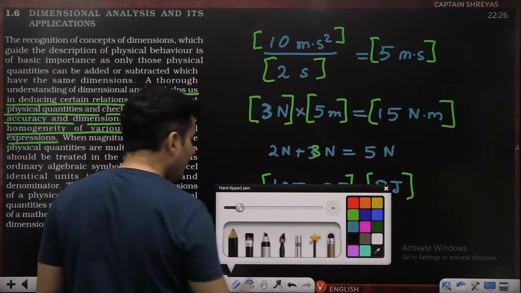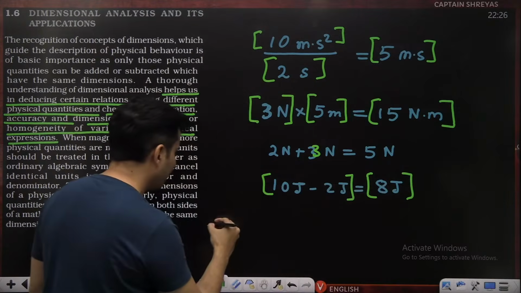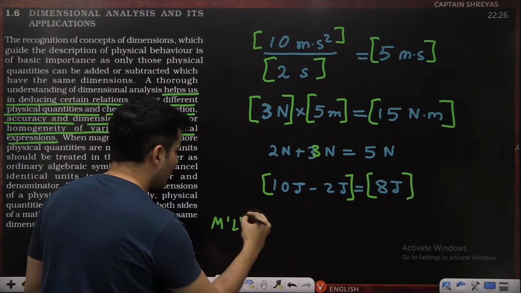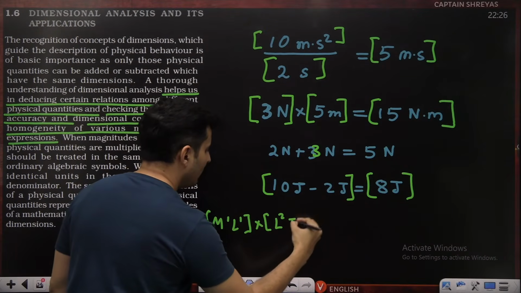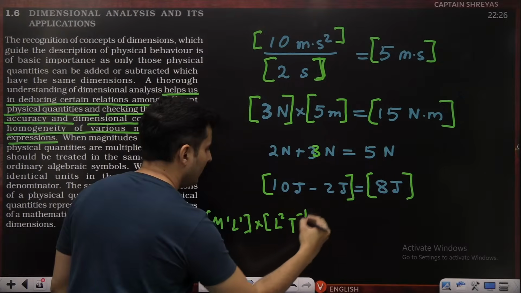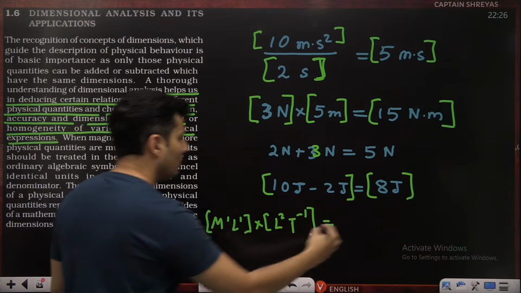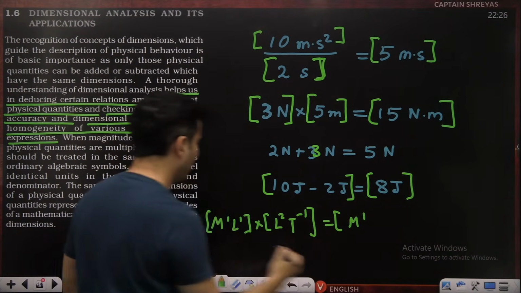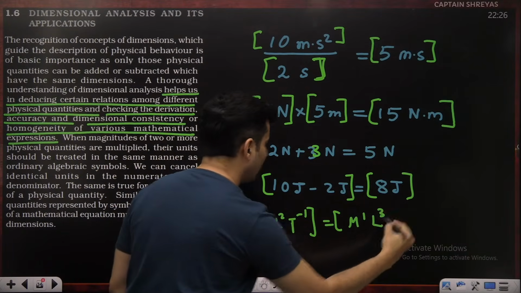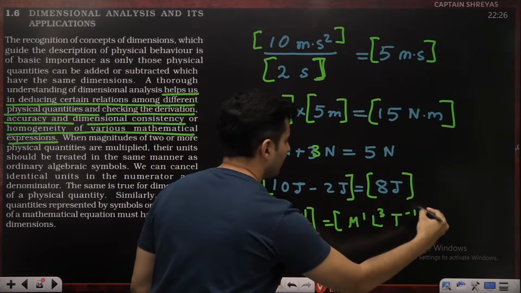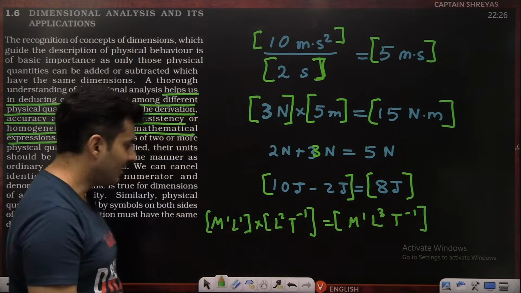So things like this. Say for example, M raised to 1, L raised to 1 multiplied by L raised to 2, T raised to minus 1. What will happen? You will get basically M raised to 1, L's power with 1, L's power with 2, it will become L raised to 3 and T raised to minus 1. So normal multiplication, guys.